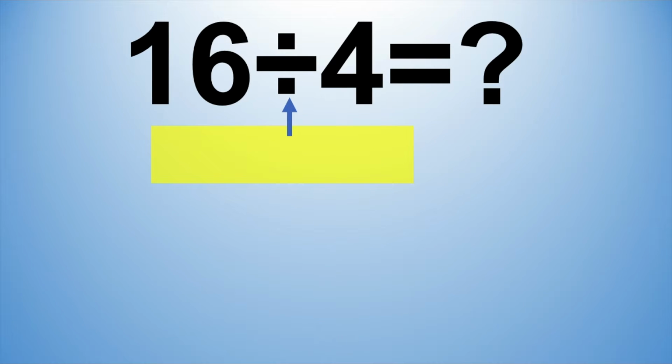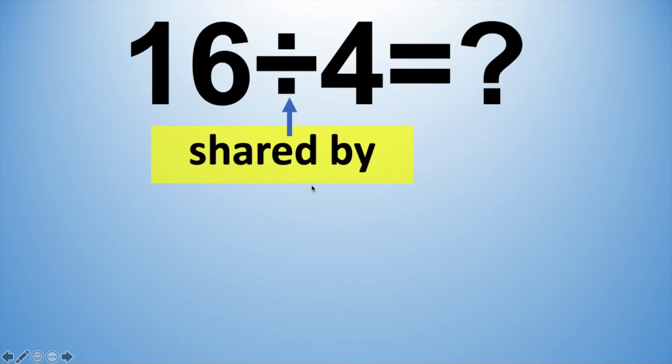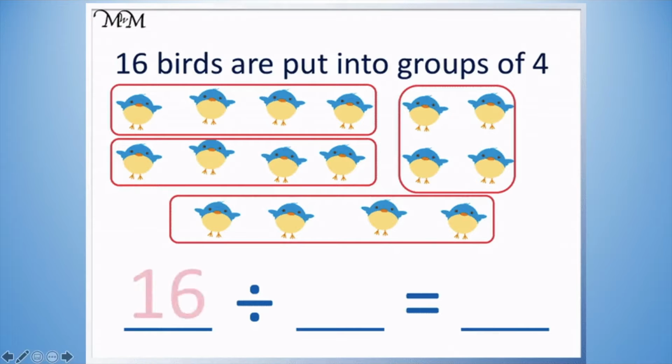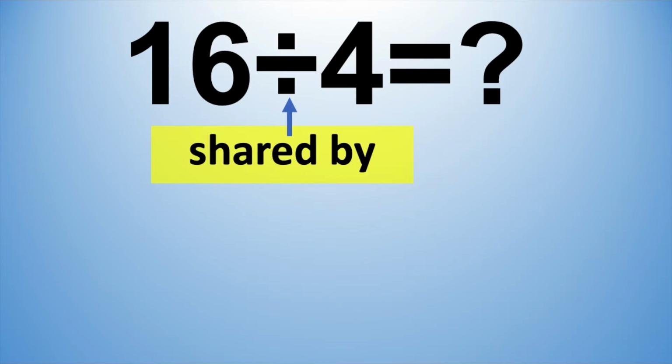Alright, 16 shared by 4 groups. What does that equal? I'm going to use birdies for this one. So if I have 16 little birdies and I want to put them into 4 groups, how many would be in each group? So I've got my 16 little birdies. I'm going to put them into groups, make sure they're all the same. So each of these groups has 4 little birdies in it. So 16 birdies put into 4 groups, there are 4 in each group. So the answer must be 4.